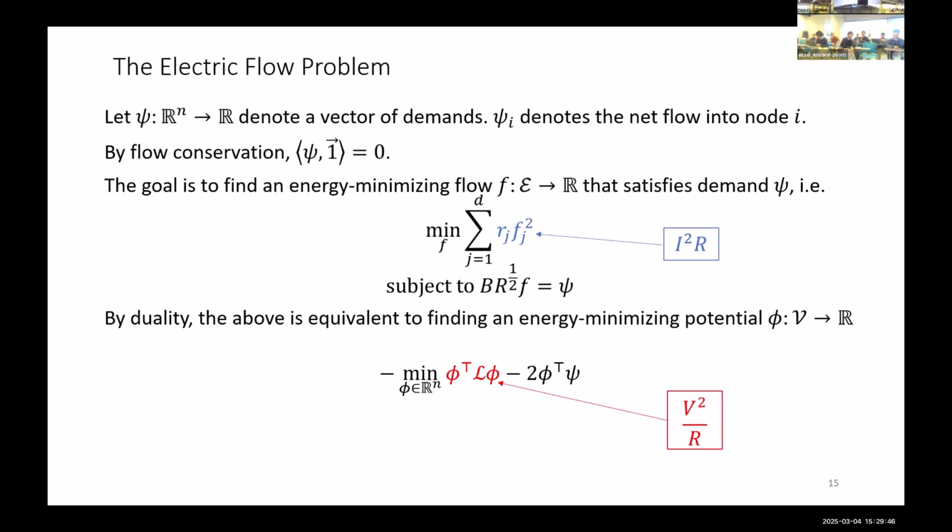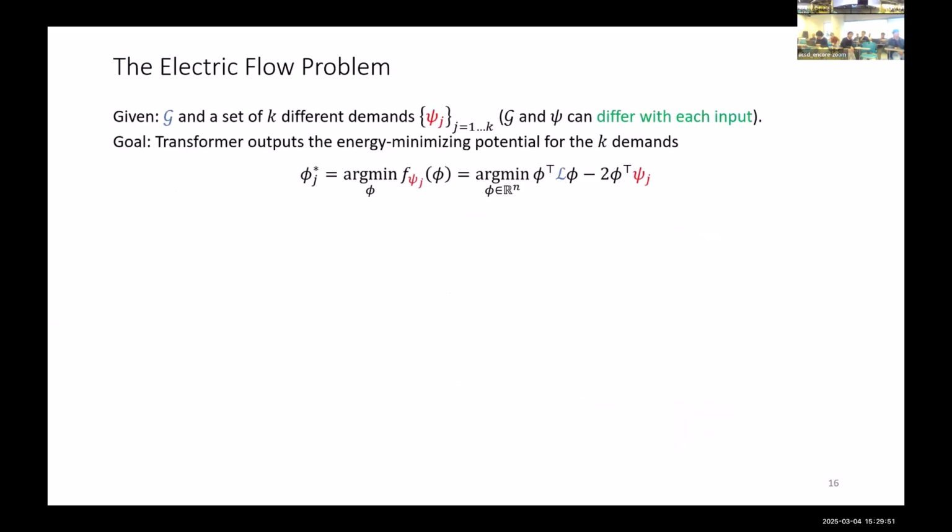So we'll primarily be concerned with the dual formulation. And so this is the problem. Given a graph G and a set of k different demands, psi 1 to psi k, where G and psi can differ with each different input, we want to train a transformer which outputs the energy minimizing potential for each of the k demands. So the transformer will output a bunch of vectors. We'll read a subset of them, and for each of those vectors, we want it to be the energy minimizing potential assignment.